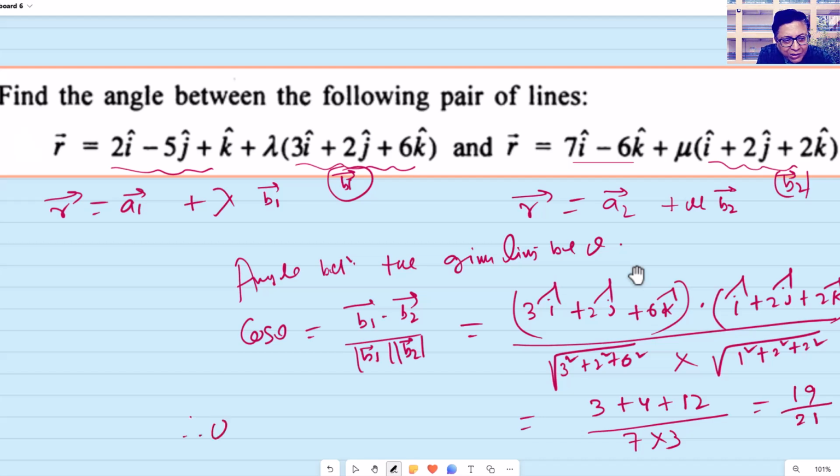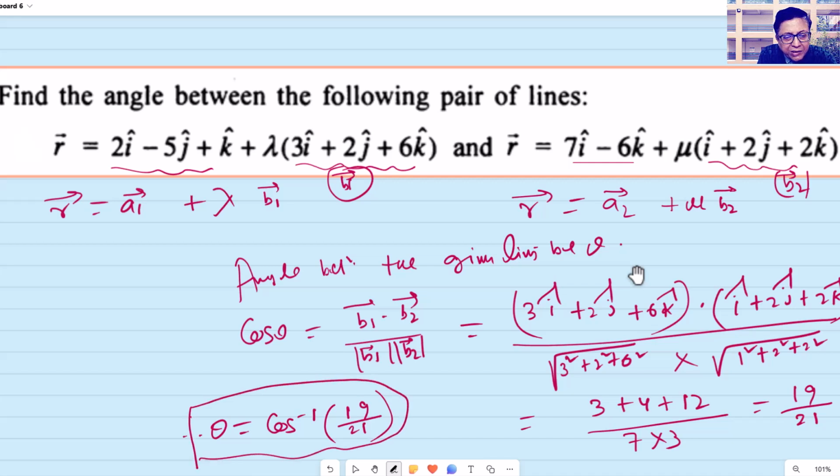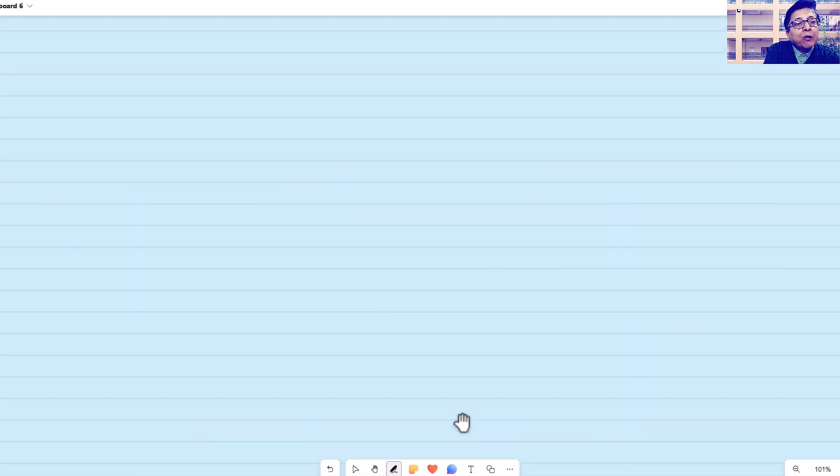So theta will be what? Cos inverse 19 by 21. Okay? So this way you can find the angle between two lines when it is given in vector form. They are not perpendicular because dot product is not 0. So, if in your board calculator is allowed, then you go by this for finding cos inverse 19 by 21. Otherwise, you leave your answer here. Now we'll find angle between two lines in scalar form.